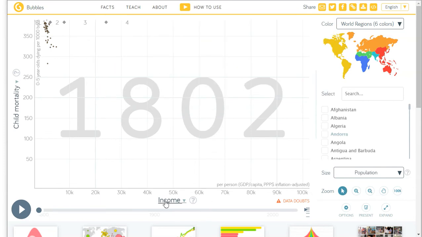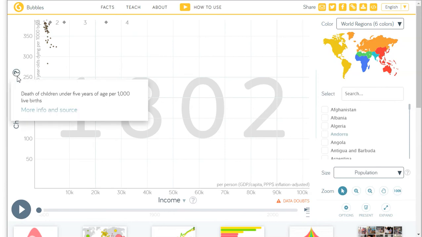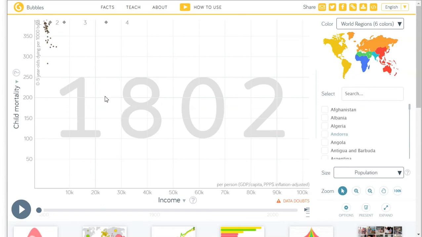Okay, what's this next one? This one's a little bit upsetting maybe, but it's income to child mortality: death of children under 5 years of age per 1,000 live births. So take a look back in 1802, all the countries that had data, 350 out of 1,000 children would die before the age of 5. Wow. That's a third.